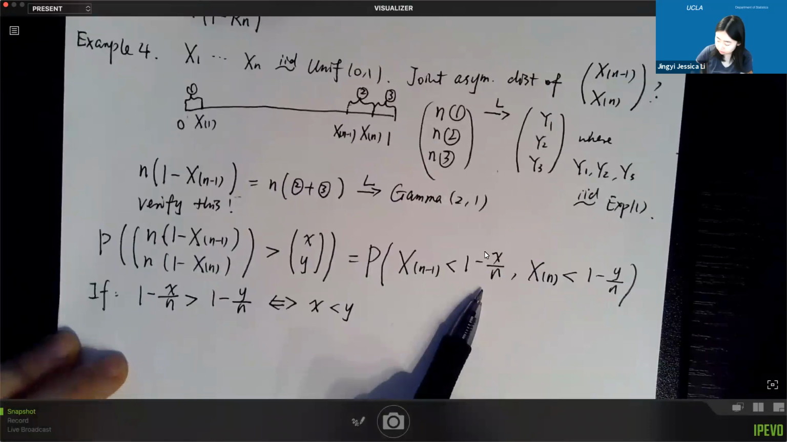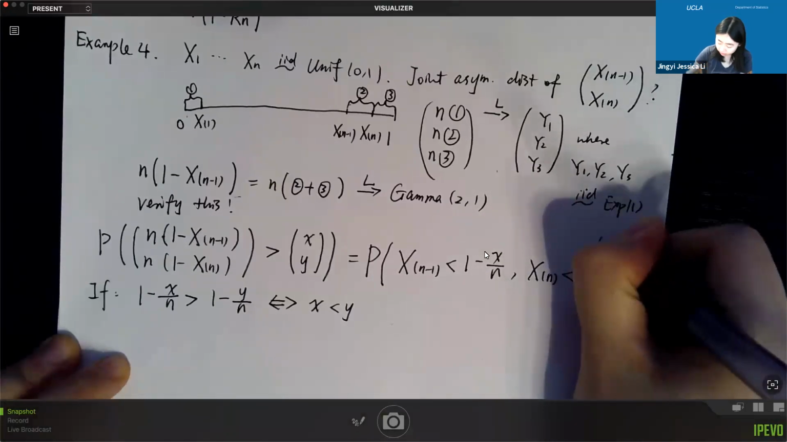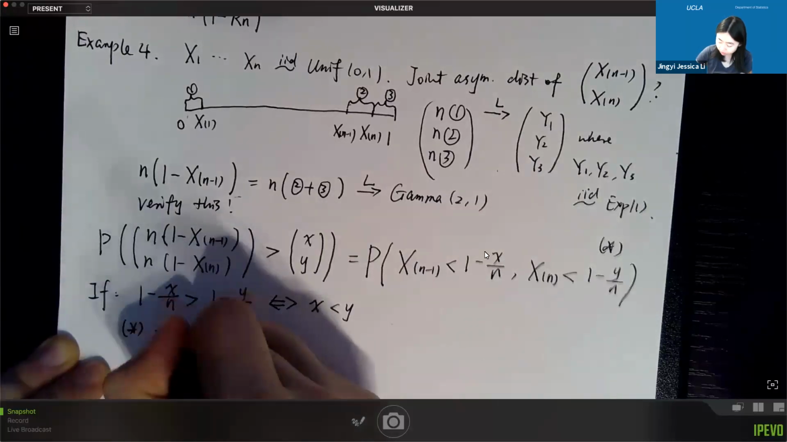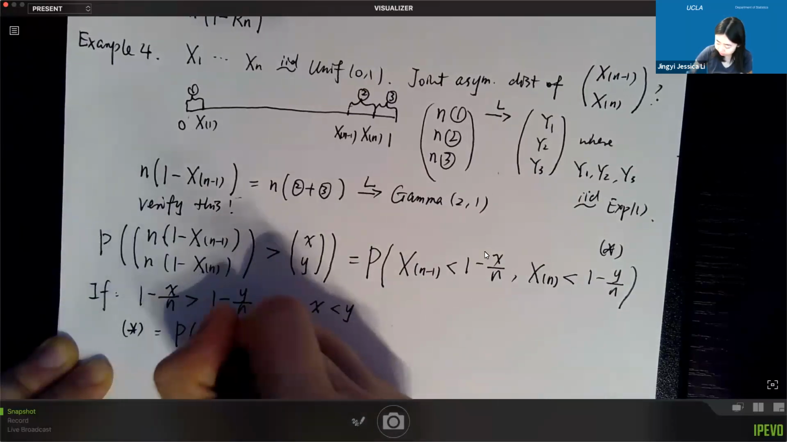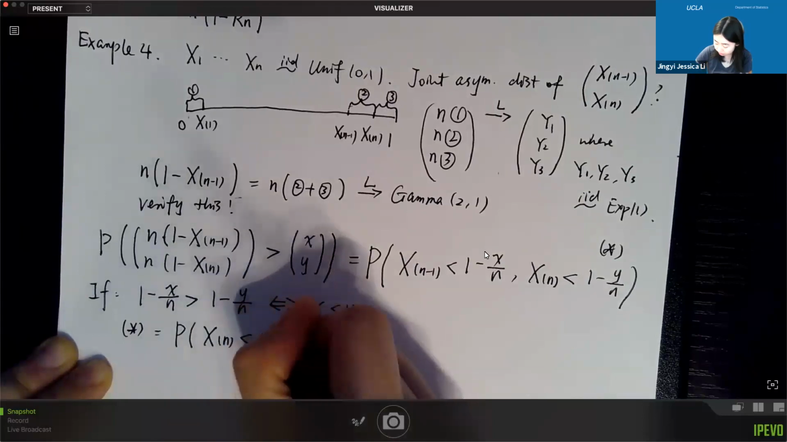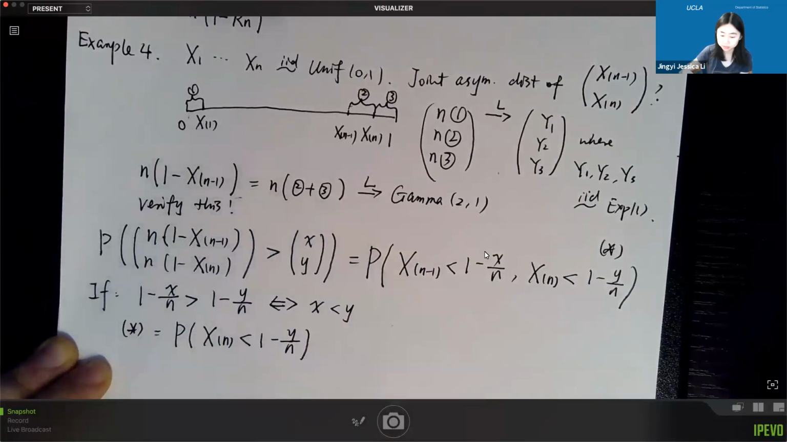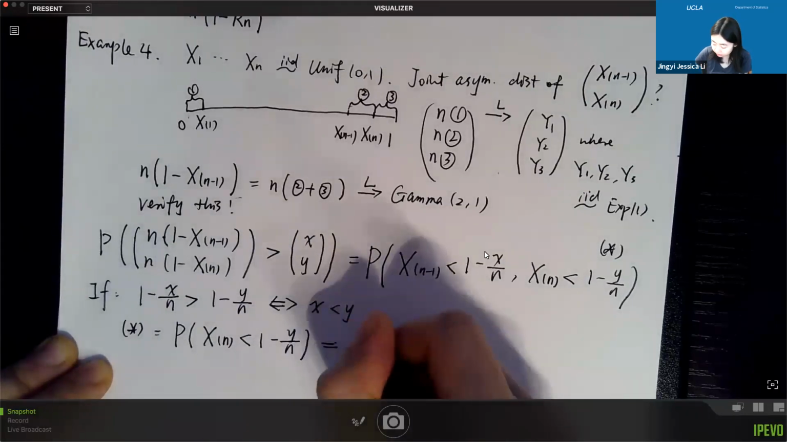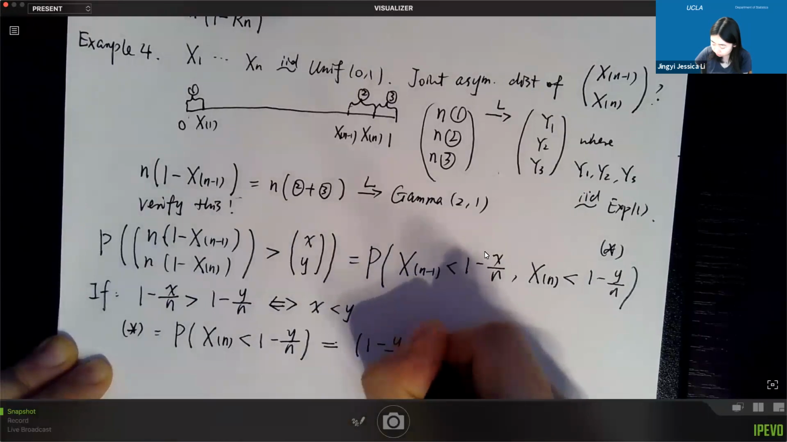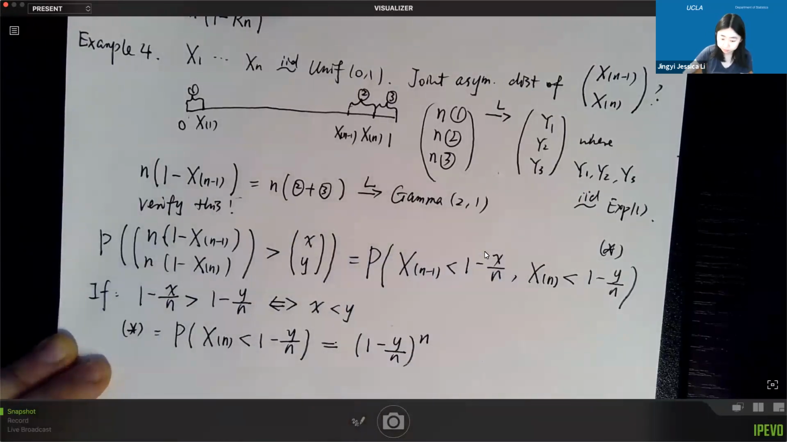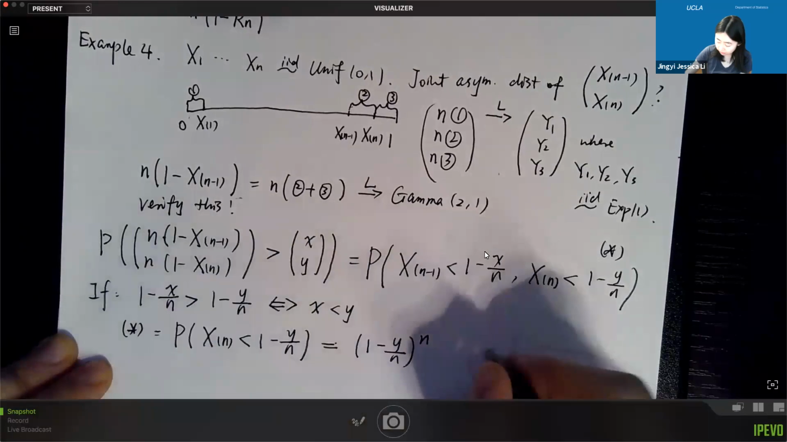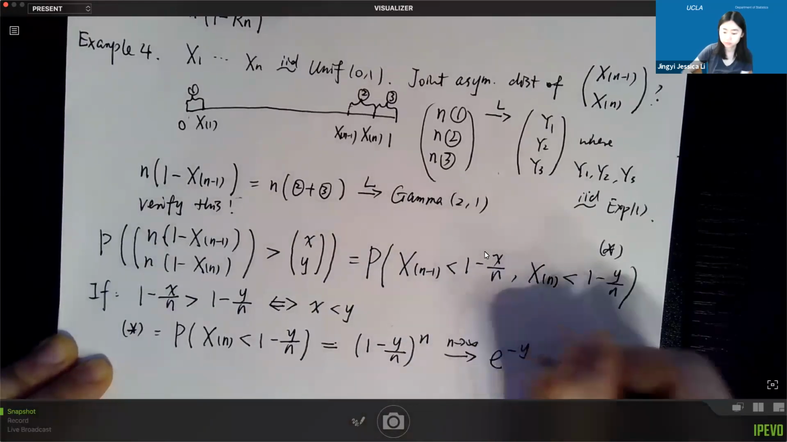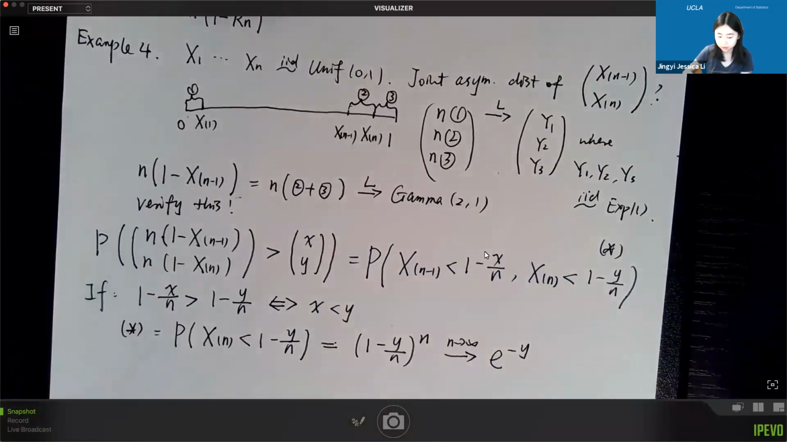So then this, let me call it star. Star becomes equal to just the probability that the maximum is less than 1 minus y over n, because this is a tighter bound. And again, by the i.i.d. property of x1 to xn, it's equal to (1 minus y over n) raised to the power n. And we know that this is converging to exponential of negative y. That's the thing we're already familiar with.